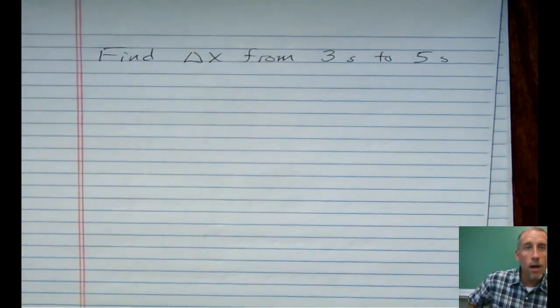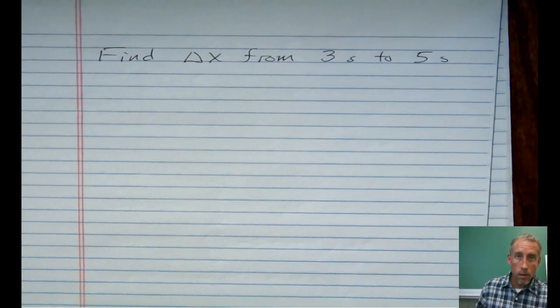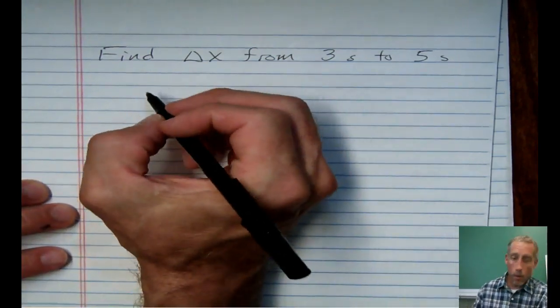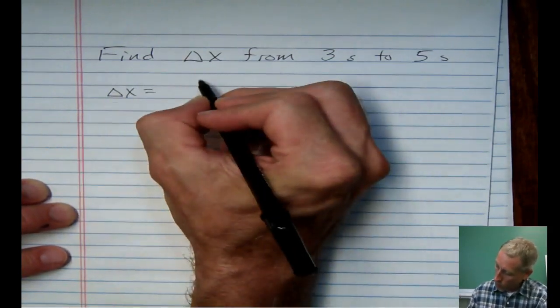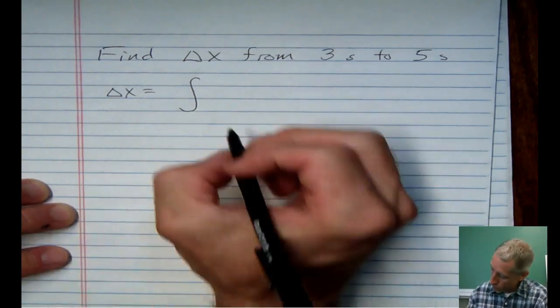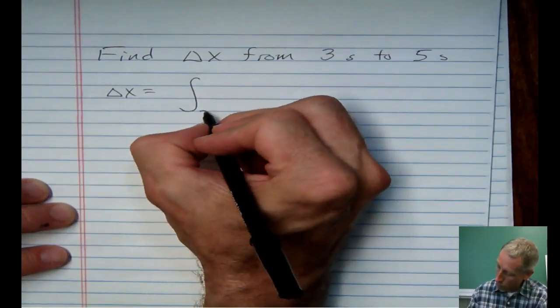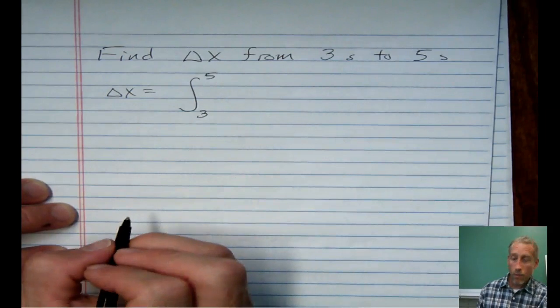Okay, so was that enough time? If not, you should click stop and continue on a little bit. So I'm going to set it up just like we did before. I'm going to find the displacement, and so we write the integral symbol. And this time we're going to go from 3 to 5.